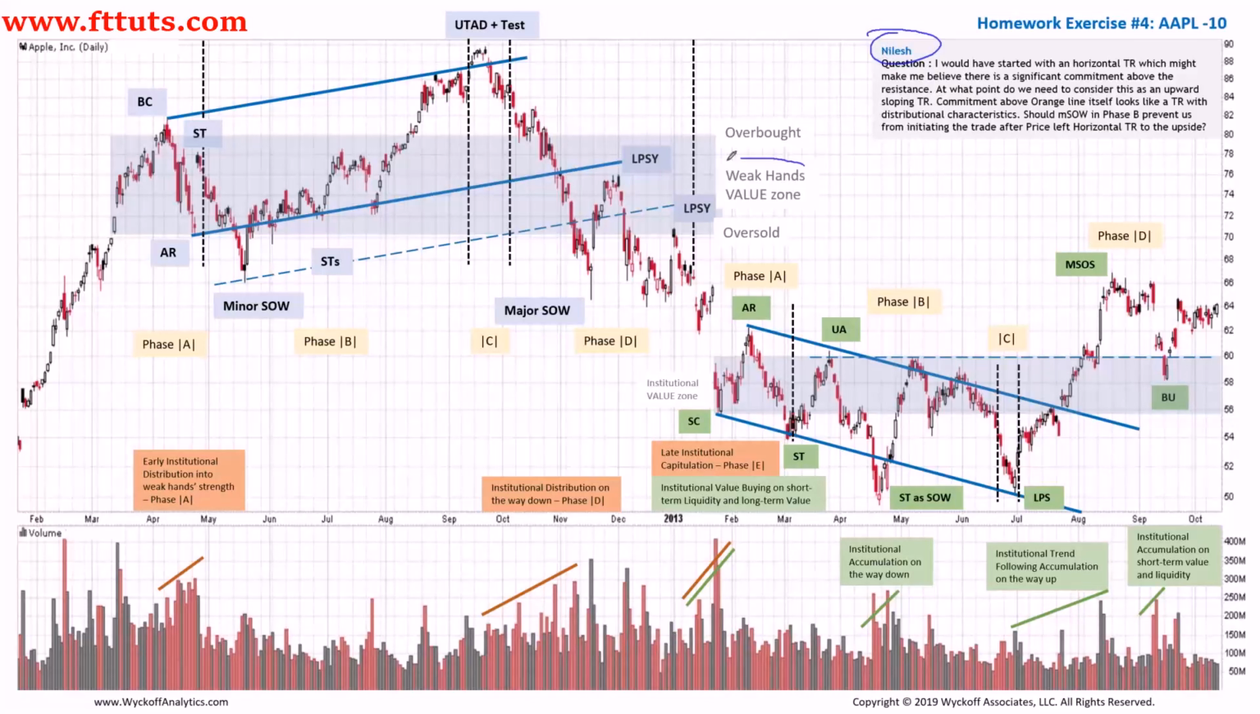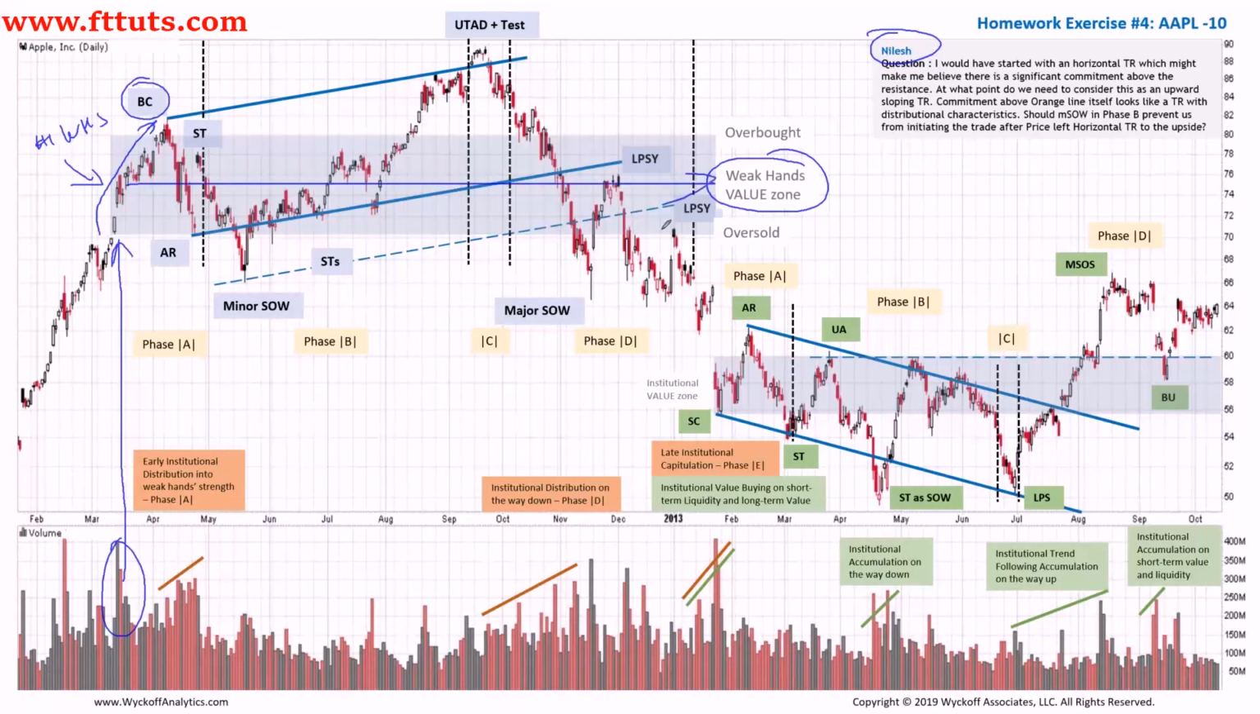Let's go first through the distributional weak hands value zone. So we know into the buying climax, the first point of excitement is going to be by weak hands. It's going to be on the climactic run, which is this. And we see that from the demand signature, and we define the zone throughout this whole range.